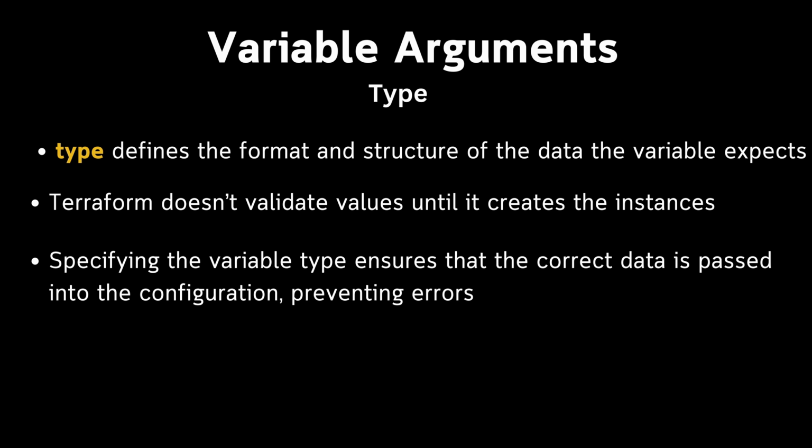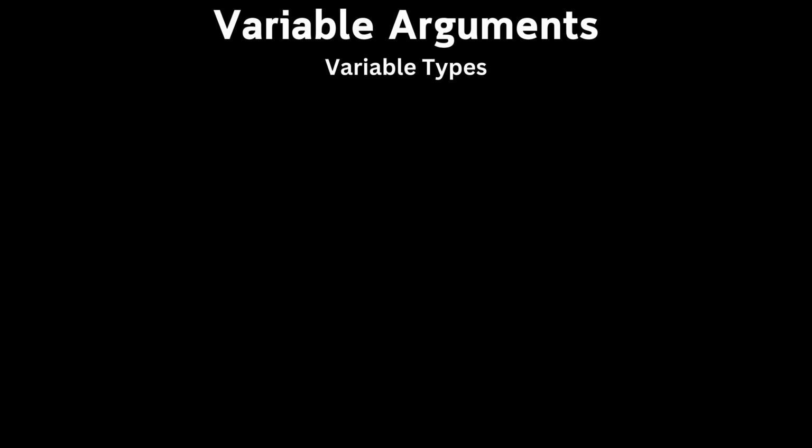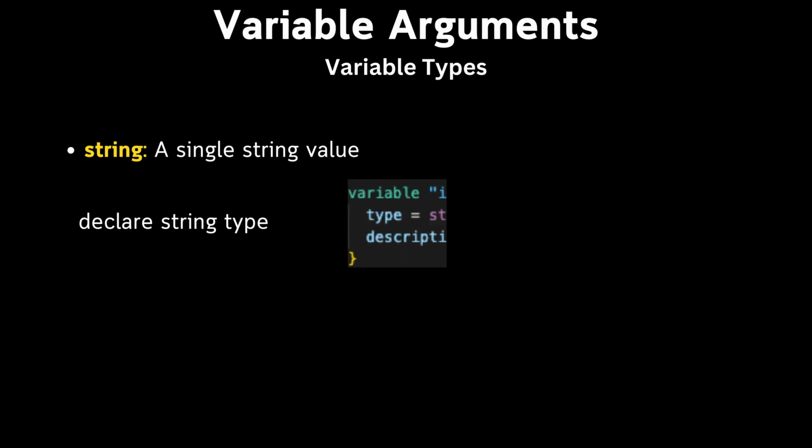You may have noticed in the previous demo where I changed the default value to T3 micro, and Terraform didn't do anything about it. Terraform, like I said, does not validate the values until it's trying to create the resources. Now let's explore each variable type. First, we have string. When you define the type as a string, Terraform would only accept string as the variable value. To declare a string type, this is how you do it.